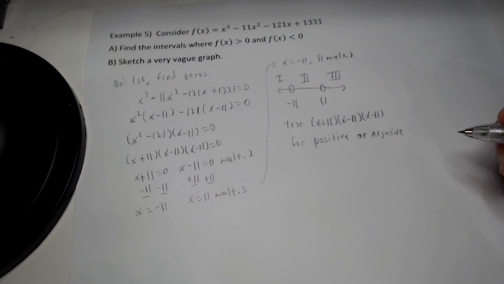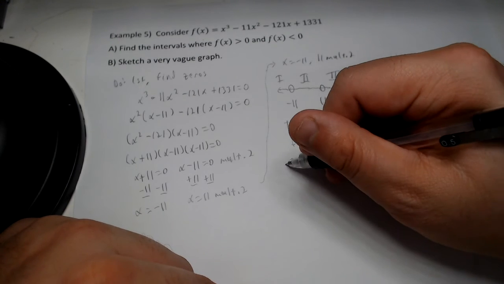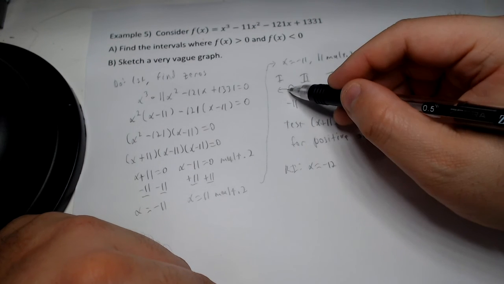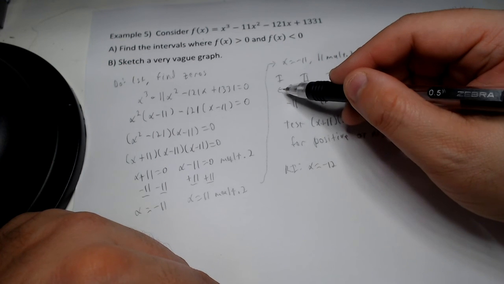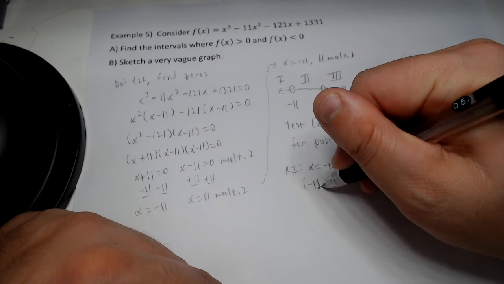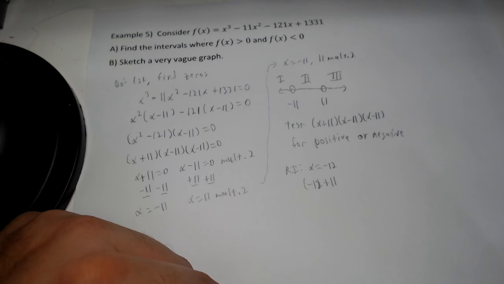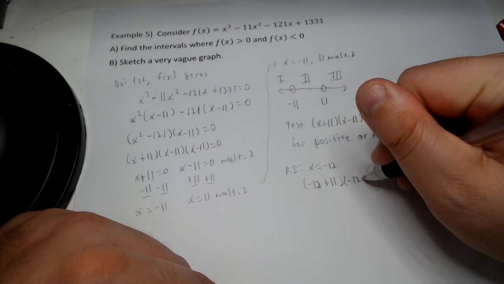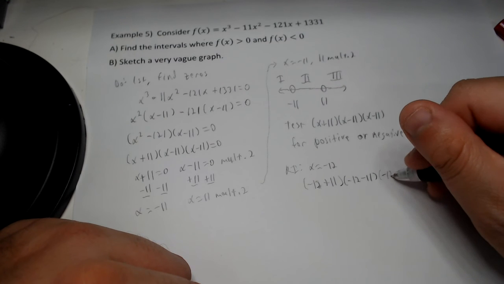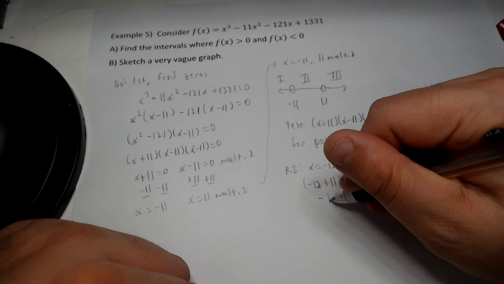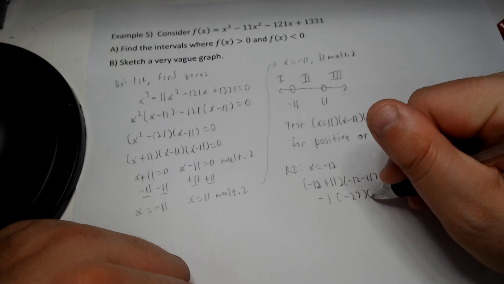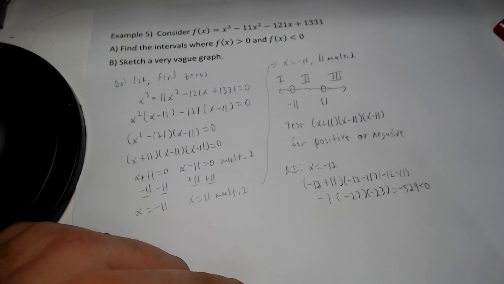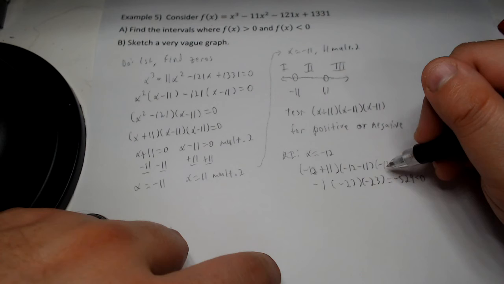All right, now, the first thing I'm going to do is, so region 1, I will let x equal negative 12, or negative 11.1, or negative 13, anything that is strictly less than negative 11. So I have negative 12 plus 11, negative 12 minus 11, and negative 12 minus 11. So I get negative 1, negative 23, and negative 23 again, which equals negative 529, which is less than 0. So region 1 is less than 0.